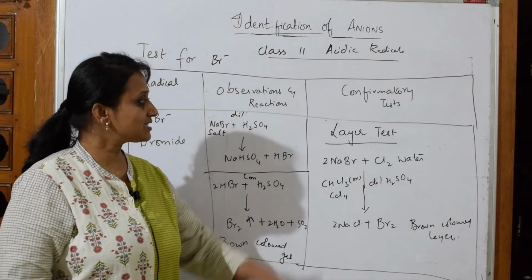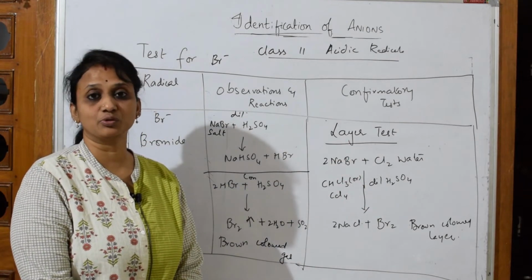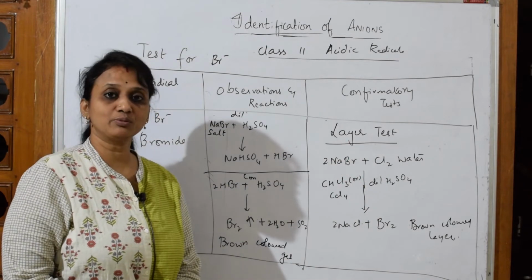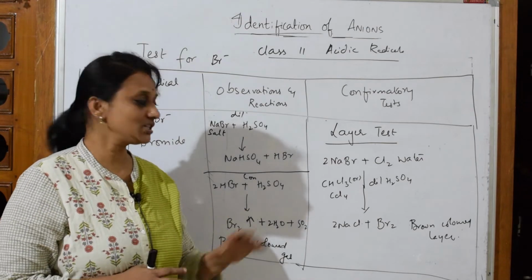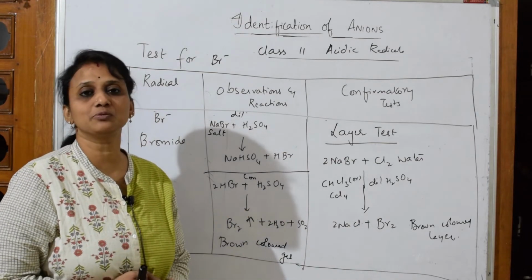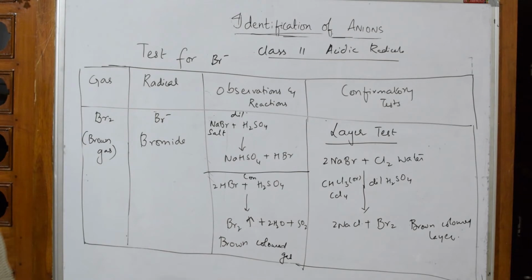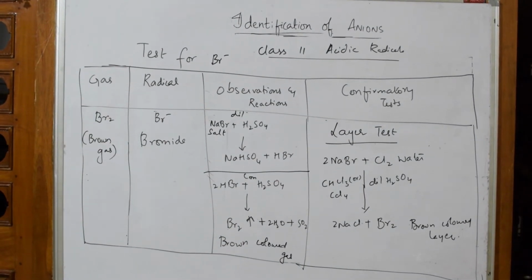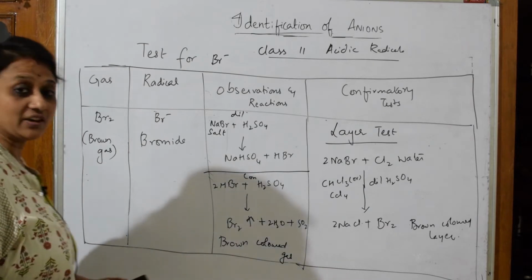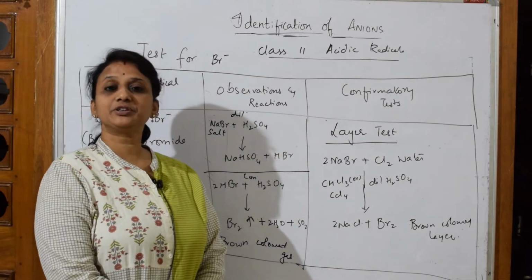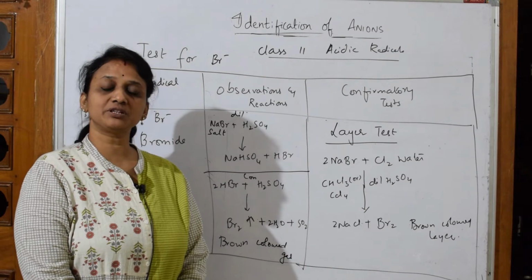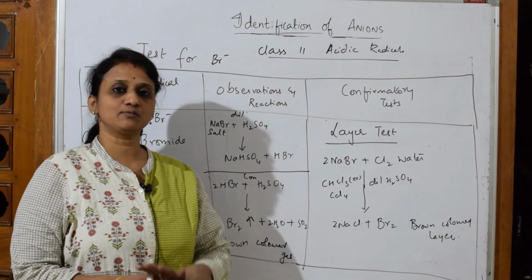Now let's come back and start with the layer test of bromide. Keep noting in your book, because there's no place here, I'll be explaining. Right. Now let's see the confirmatory test of bromide. The important confirmatory test for bromide is the layer test. Let's see what to do.